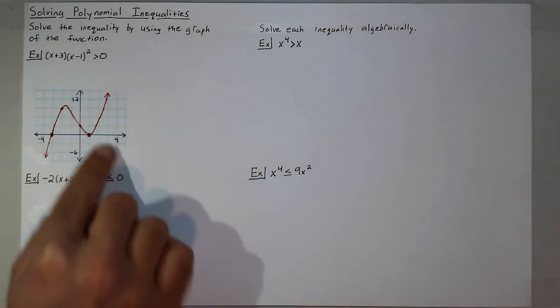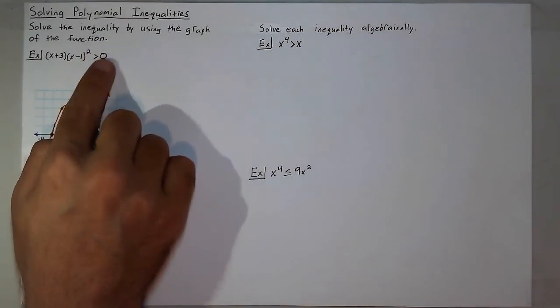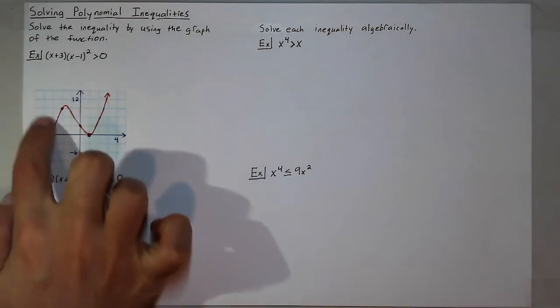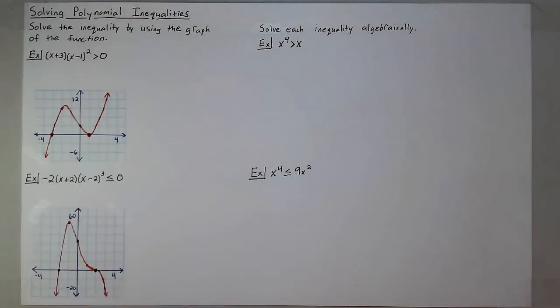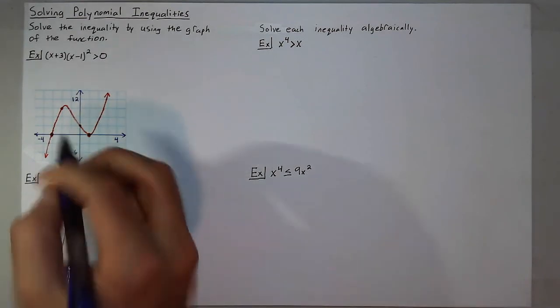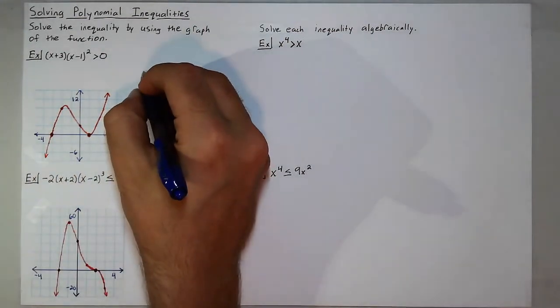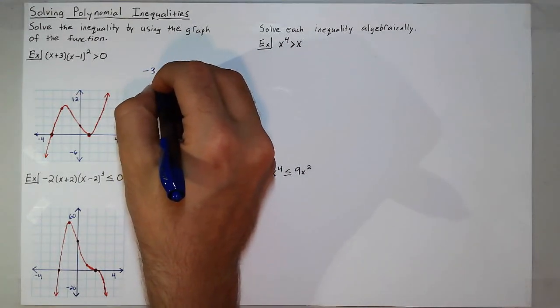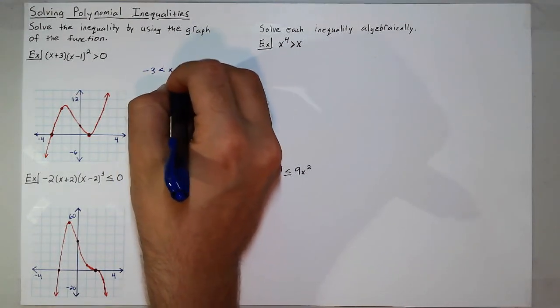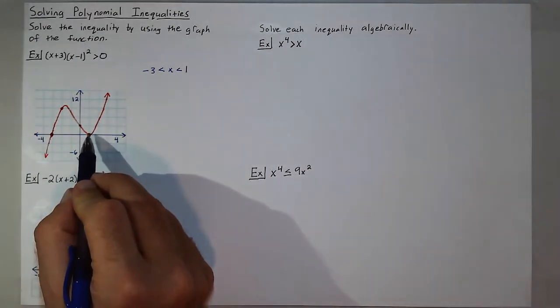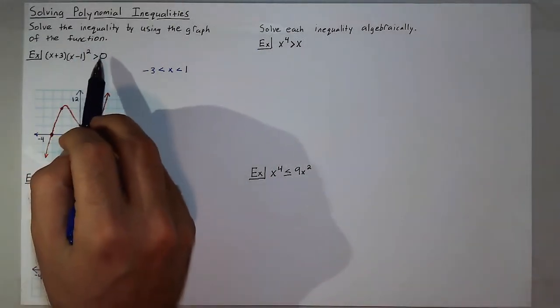The reason why we're going to use a graph is that if it's greater than 0, it means it's above the x-axis. All the y values are greater than 0. So just looking at this graph, I can see that it's greater than 0 between negative 3 and 1. Negative 3 is less than x, which is less than 1. But I don't include 1 because it's 0 at 1, and 0 is not bigger than 0.